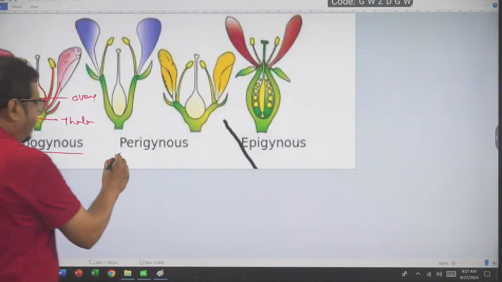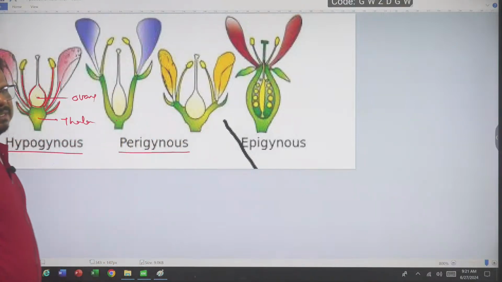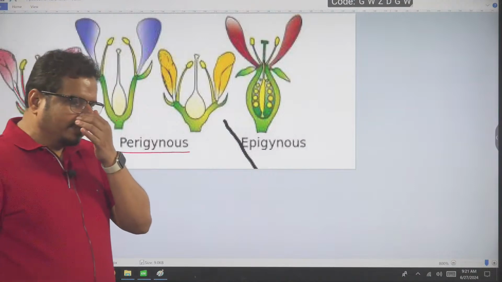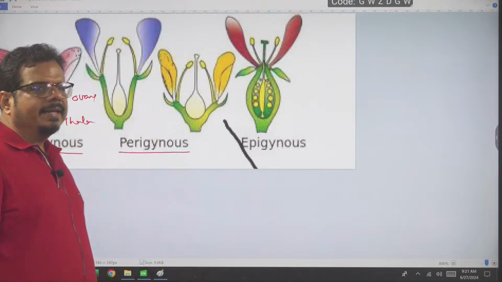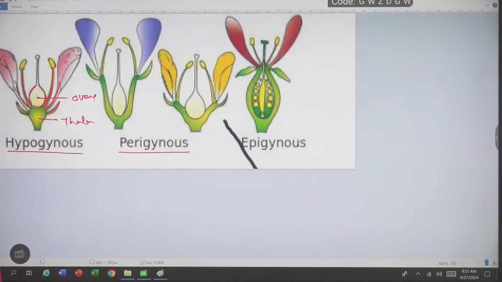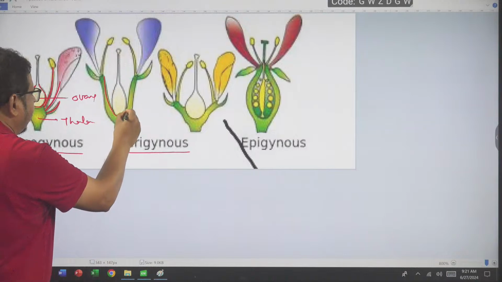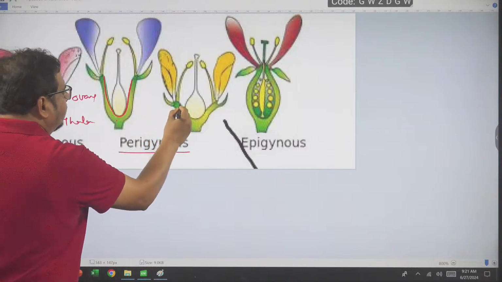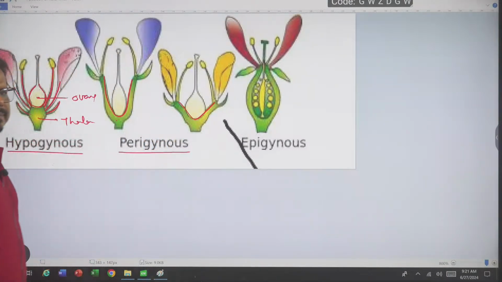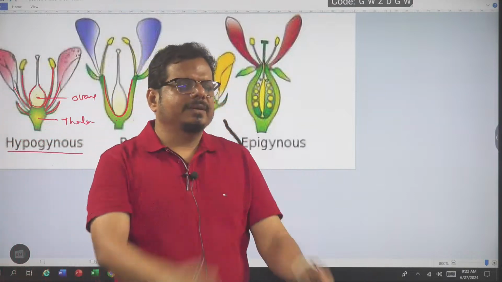Now this question came this year in NEET. They have given this diagram and they ask you which type of condition is it. So both are perigynous condition. These two diagrams were given this year in the exam. So look, in both the cases, what condition is there? Cup shape structure is formed by thalamus. Somehow one deeper cup, one is somehow such kind of cup.